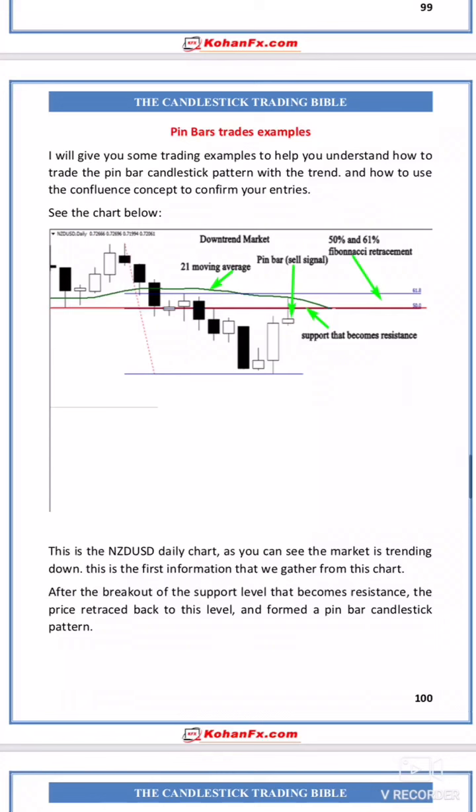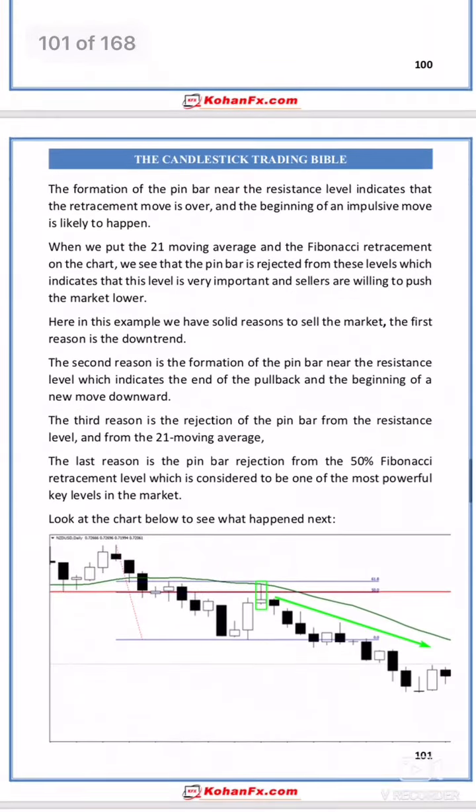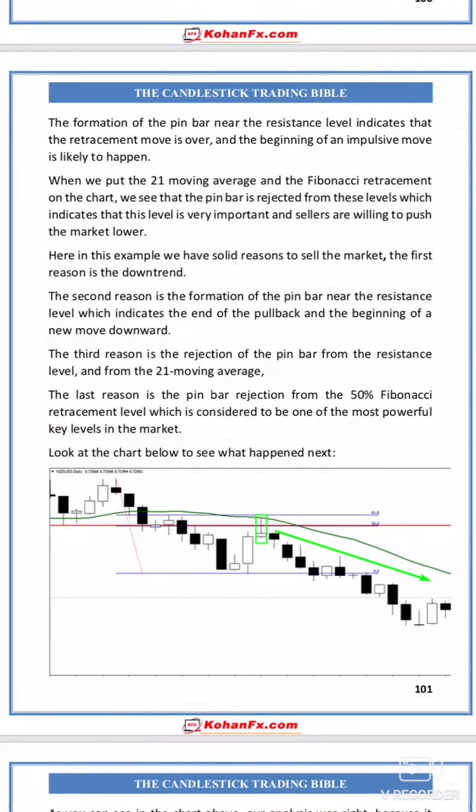This is the NZD-USD chart. As you can see, the market is trending down. This is the first information that we gather from this chart. After the breakout of the support level that becomes resistance, the price retraced back to this level and formed a pin bar candlestick pattern. The formation of the pin bar near the resistance level indicates that the retracement move is over and the beginning of an impulsive move is likely to happen.